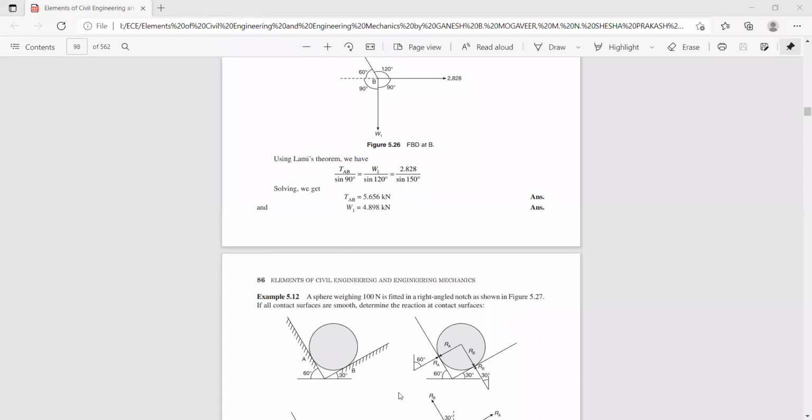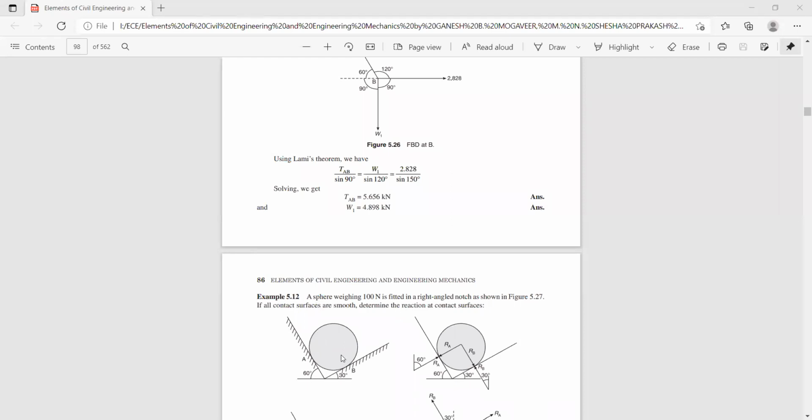Now let us start with a single sphere problem. A sphere of weight 100 Newton is fitted in a right angle notch. So here it is a right angle box. So this angle is 90 degrees. So a sphere is placed in a right angle container. The sphere weighing 100 Newton is fitted in a right angle notch as shown in figure. So if all contact surfaces are smooth, determine the reaction at contact surfaces. So here the frictional forces are not taken into consideration. Only the reaction forces are taken into consideration.